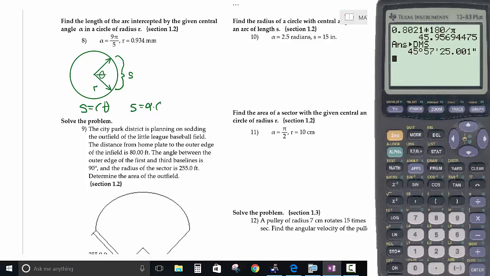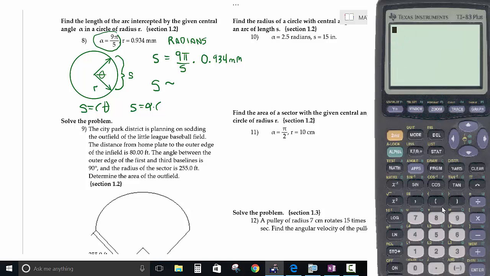Now, the thing that's real important on this problem is your angle must be in radians, because if it isn't, you'll get crazy answers. I mean, just total nonsense answers. So the thing on this one is that it is in radians. It doesn't have a degree symbol on it, so it's in radians. So really all you've got to do is go S equals alpha, which is 9 pi over 5, and then multiply that by the radius, which is 0.934 millimeters. And then you can just round that off in your calculator like this.